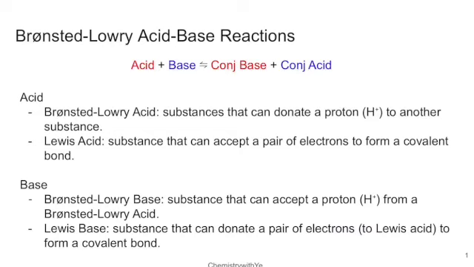Hi everyone, today I'll be talking about Brønsted acid-base reactions.